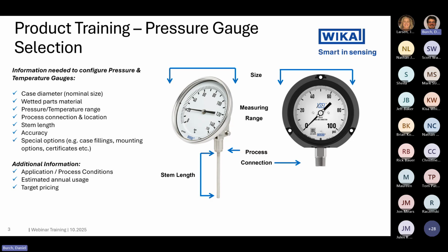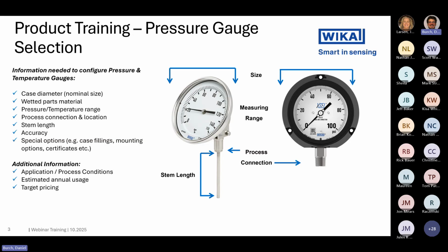So as you can see here on the screen, the information that we would need to configure any type of pressure or temperature gauge includes your case diameter. So what is the nominal size? That could be anywhere from down to an inch all the way up to 10 inches or even larger, depending on the particular application.